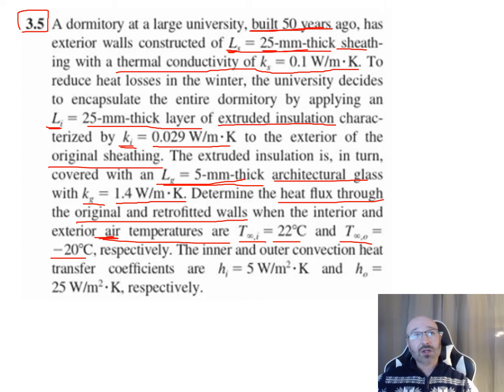Now, what else do they tell us in this problem statement? Well, if we know we're dealing with convection, it'd be really nice if they gave us our convection transfer coefficients, which they do. So they tell us the inner and the outer convection heat transfer coefficients are H sub I is equal to 5 watts per meter squared times Kelvin, and our H sub O for the outside one now is equal to 25 watts per meter squared times Kelvin.